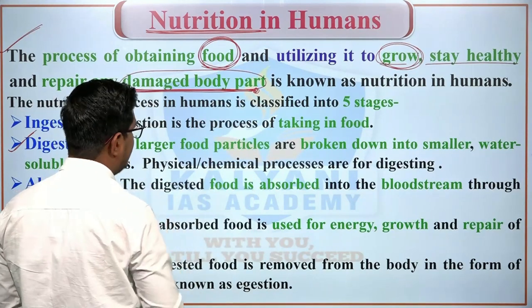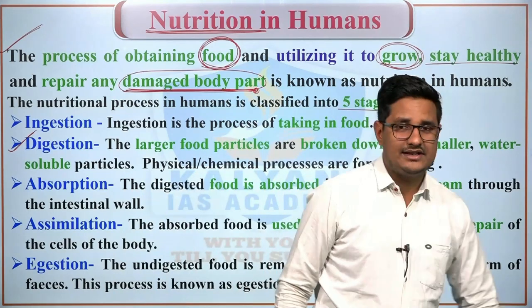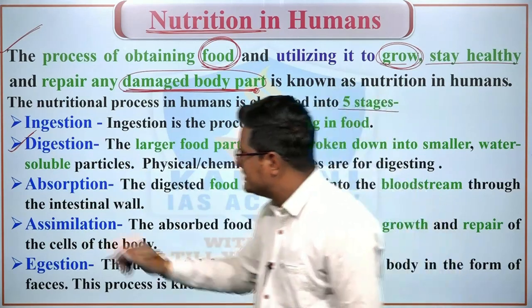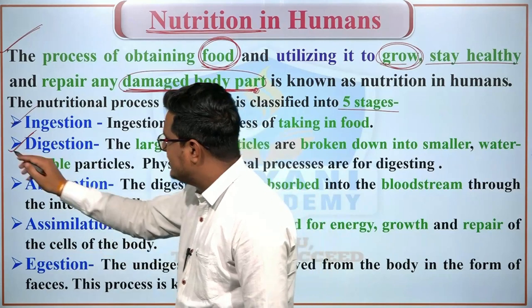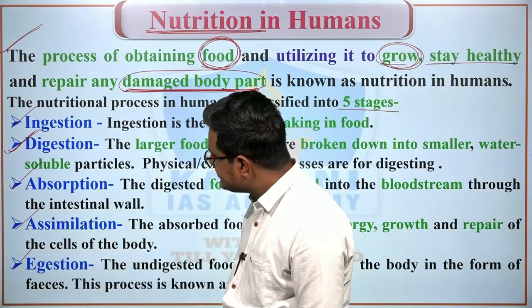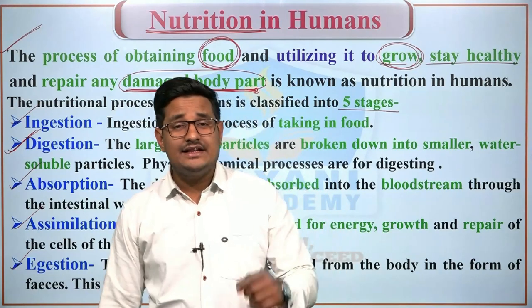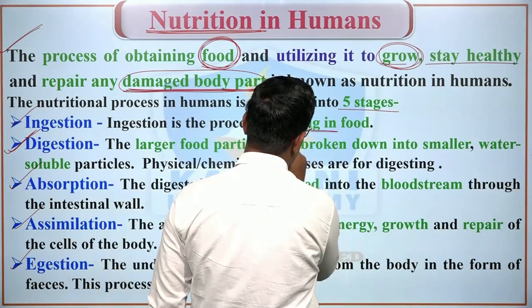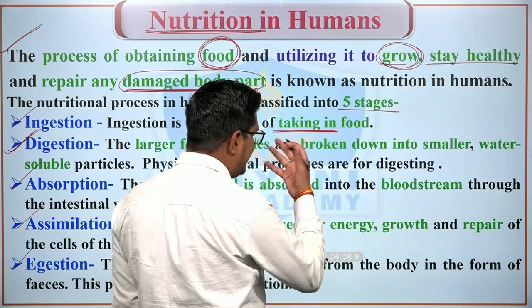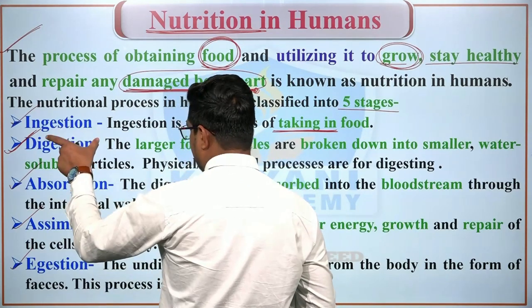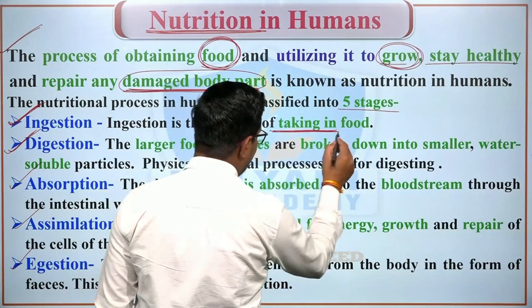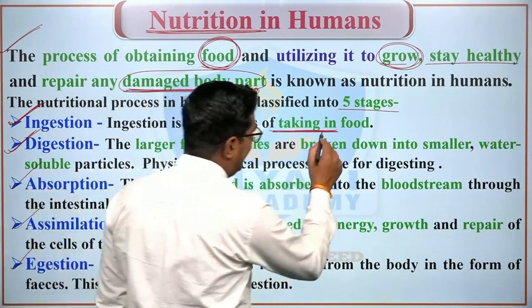And this nutritional process in humans is classified into 5 stages. You have to remember these 5 stages for MCQ questions, right? The first stage is ingestion, then digestion, third is absorption, fourth is assimilation and fifth is egestion. What is ingestion? Ingestion is the process of taking in food. There are different types of this stage in different organisms, but in human beings, the buccal cavity is the site of ingestion of the food. So ingestion is the process of taking in food.